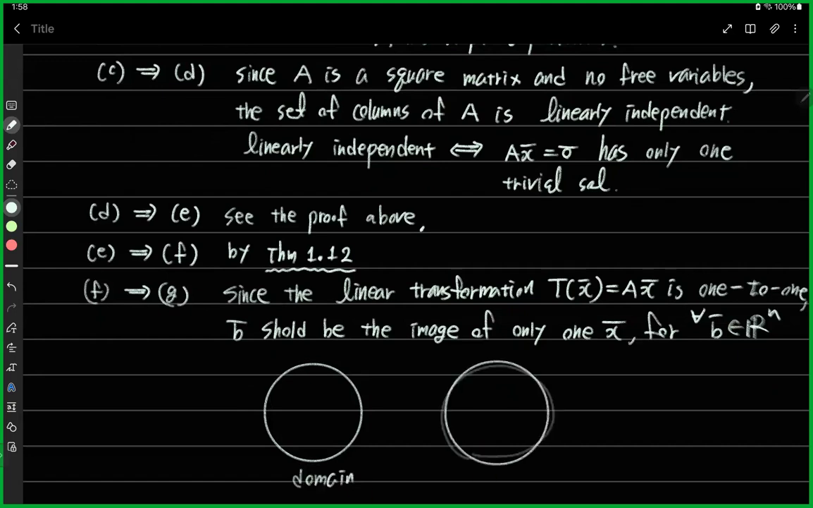That's the codomain, right? There is one B bar right here. Then there is only one column matrix X bar in the domain corresponding to that column vector B bar. Is there another one corresponding to the B bar? No, then the transformation is not going to be 1-to-1, right? So this is T of X bar.